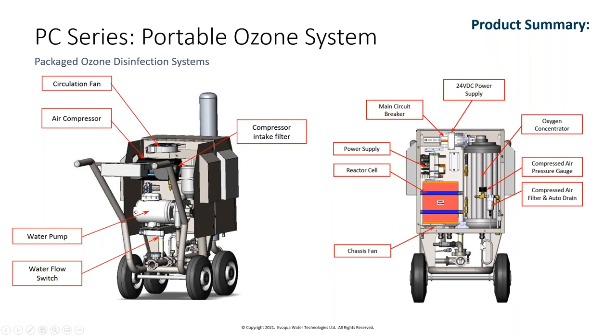Whereas at the front part, what we have here is an oxygen concentrator, where the air from the air compressor is sent to concentrate the oxygen to 90%. We have a compressed air pressure gauge to monitor the pressure of the oxygen concentrator, compressed air filter and auto drain, chassis fan, reactor cell, power supply, and main circuit breaker.